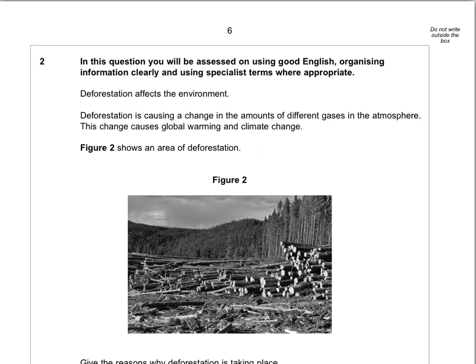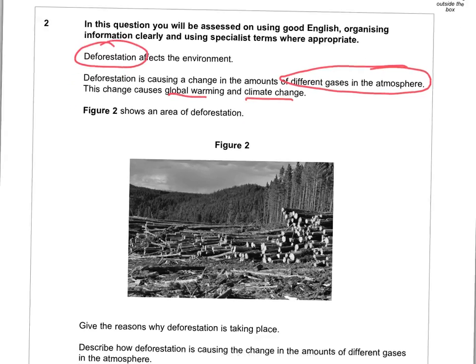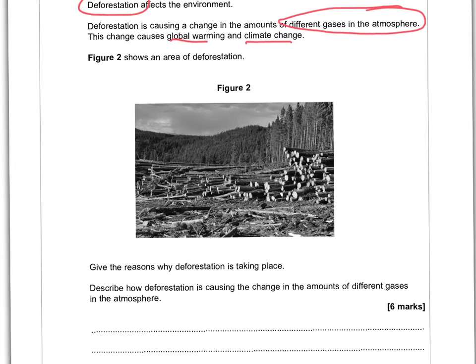Question number 2. In this question, you'll be assessed on using good English. We'll assume that you're going to do good English. Deforestation affects the environment. Deforestation is causing a change in the amounts of different gases in the atmosphere. Notice that I'm circling useful parts of the question, and I'd urge you to do the same. These changes cause global warming and climate change. Figure 2 shows an area of deforestation. There it is, horrible sight, look, huge numbers of trees knocked down.